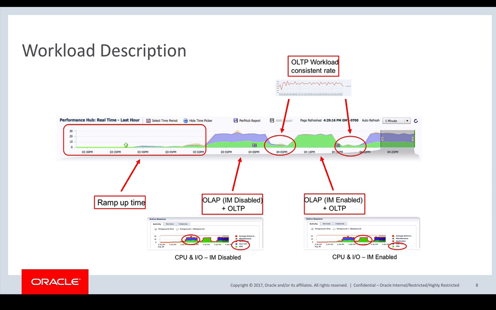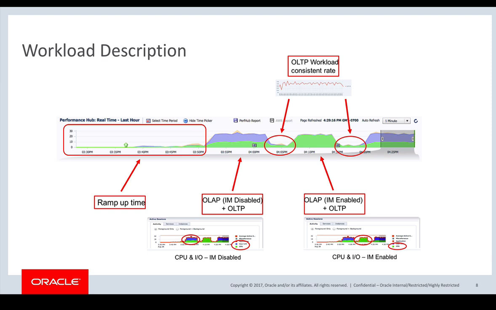The chart below the labeled box shows the breakdown of the resource usage, and notice that it shows user I/O and CPU as the main resource usage. This makes sense since we have disabled the use of database in-memory. In the next period to the right, we see OLAP with in-memory and OLTP. Here, database in-memory has been enabled for the OLAP workload, and now we see almost no user I/O, and all of the database time is consumed by CPU.